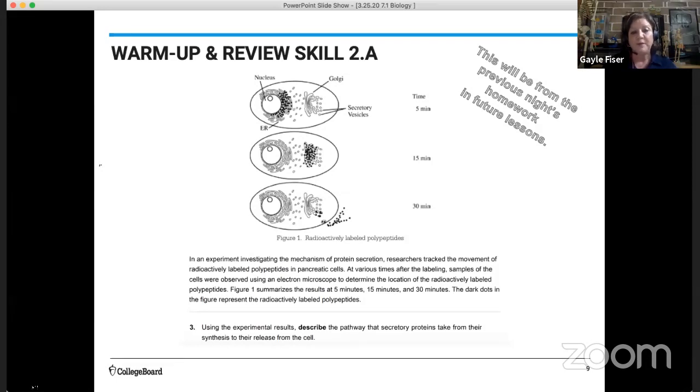So I'm going to give you a minute, with your pen and paper, to write the answer to this FRQ question. Using the experimental results, describe the pathway that secretory proteins take from their synthesis to their release from the cell. And I'll give you just a minute to do that on your own.